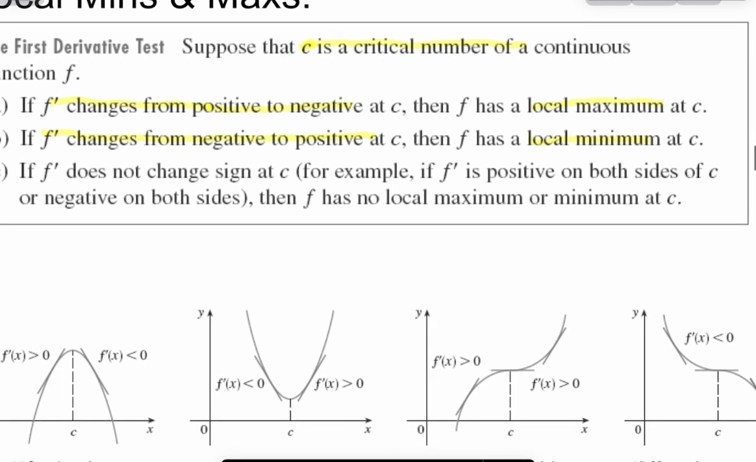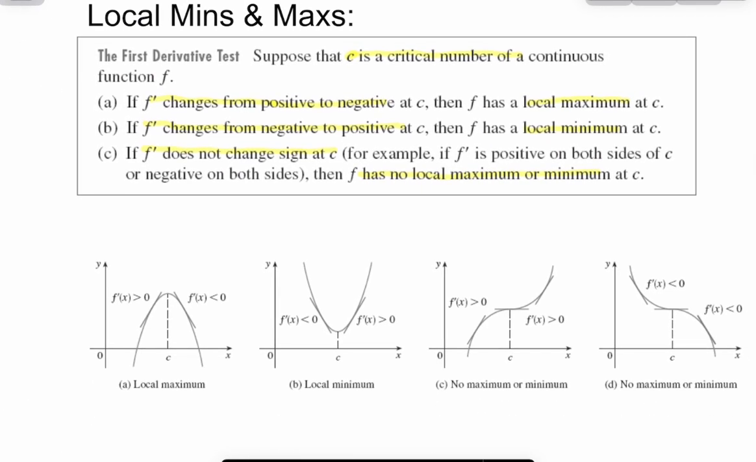And if it does not change sign at some critical number, it doesn't have a local min or max there. That critical number might be doing something else. Eventually, we're going to learn about something called an inflection point. So there might be an inflection point at that particular location.